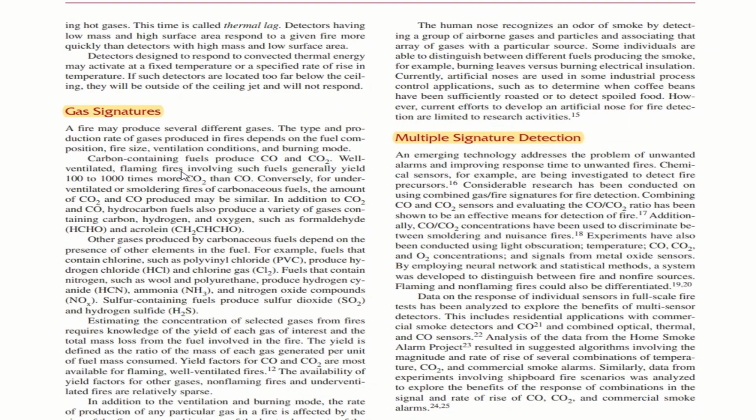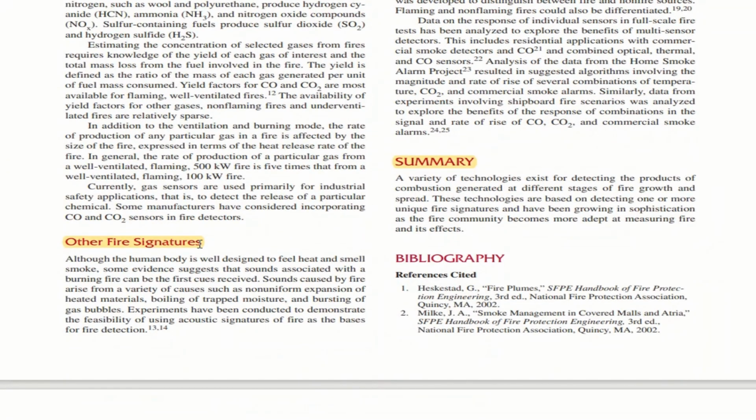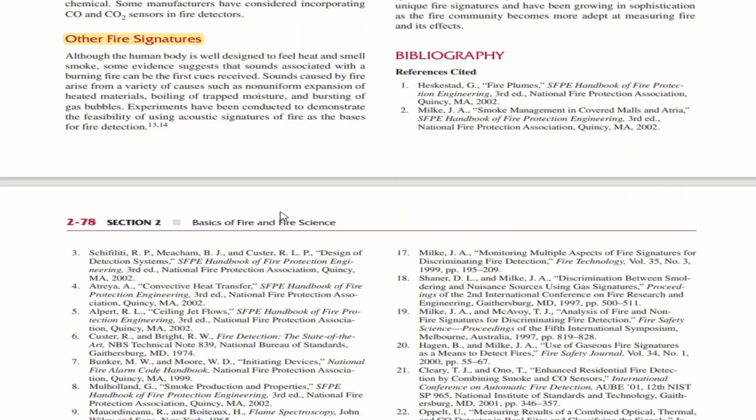You have gas signatures, multiple signature detection, other fire signatures. So here the summary, this is a small chapter. A variety of technologies exist for detecting the products of combustion generated at different stages of fire growth and spread. These technologies are based on detecting one or more unique fire signatures and have been growing in sophistication as the fire community becomes more adept at measuring fire and its effects.